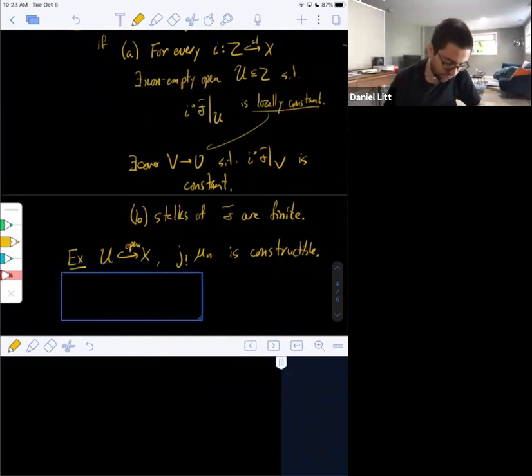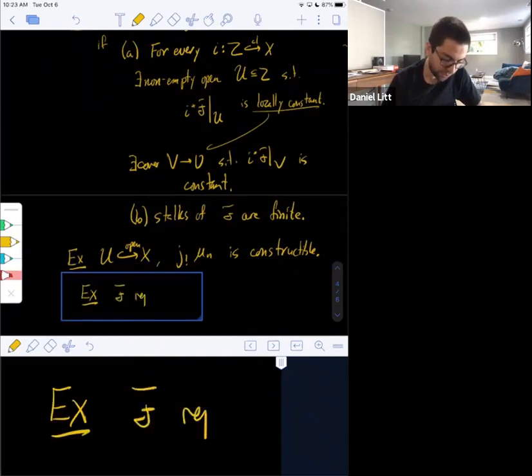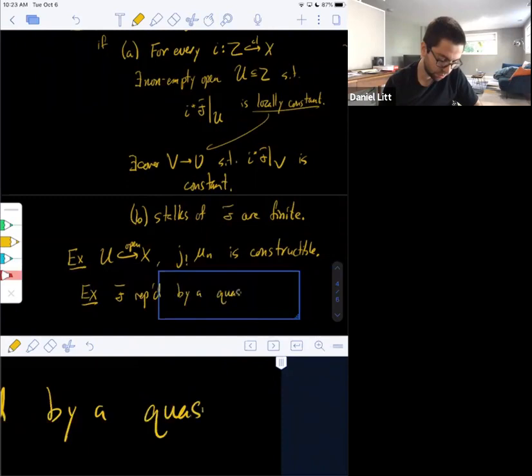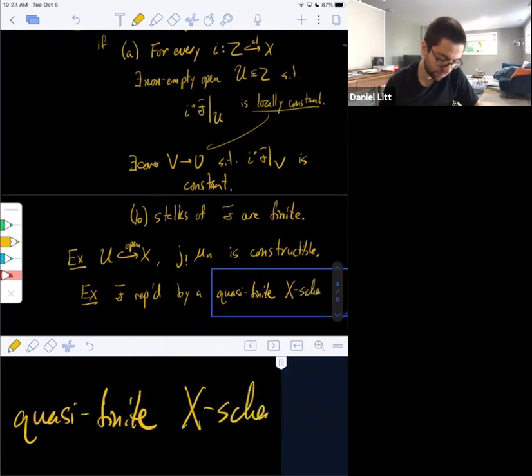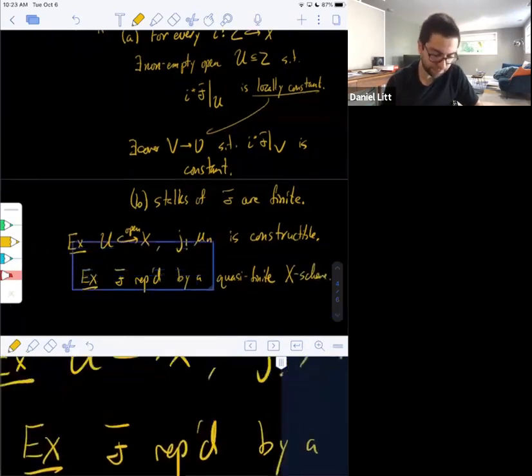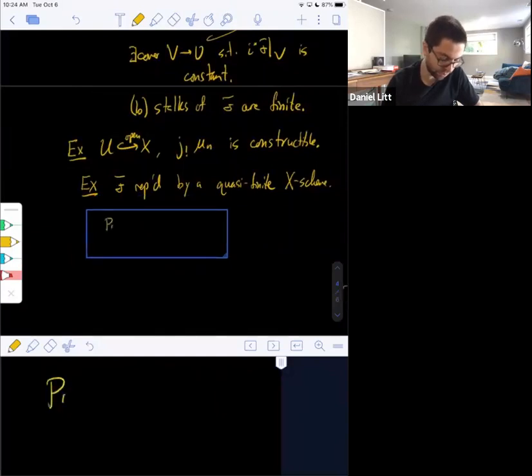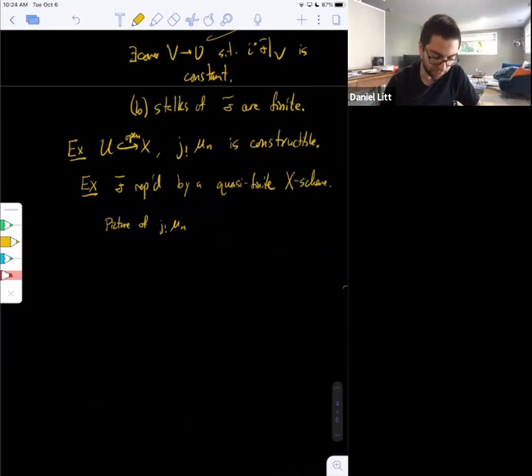All right, let me give you a more general example. So suppose that F is represented by a quasi-finite scheme. Okay, so let me actually draw a picture. So here's a picture of j lower shriek μ_n. This is what we had before.